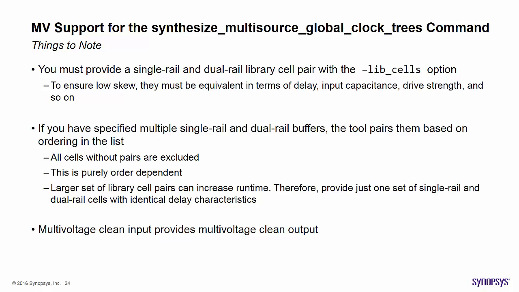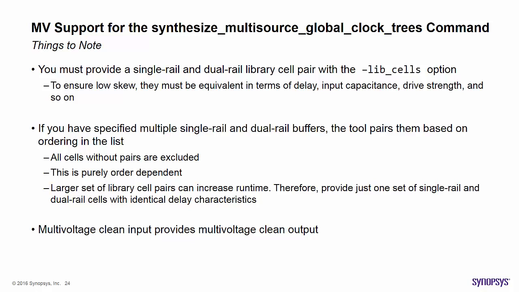A few things to note are as follows. Single and dual rail library cell pairs with equivalent delay, capacitance, drive strength and other characteristics must be specified with the -lib_cell option in order to ensure low skew. If multiple single and dual rail cells are specified, the tool pairs them based on list ordering. Cells without pairs are excluded and the pairing is solely order dependent.